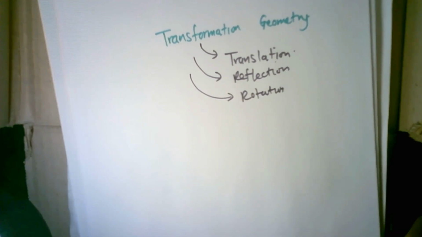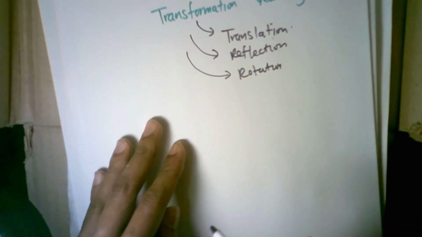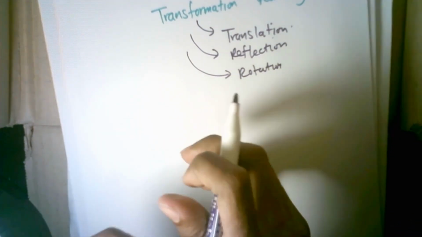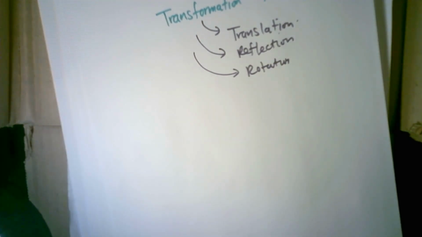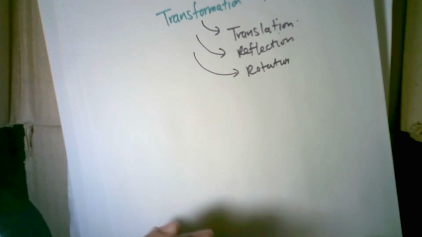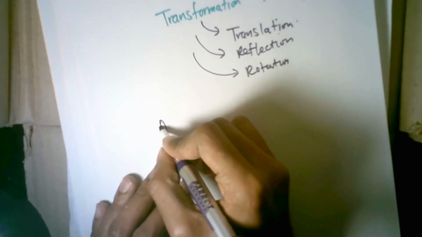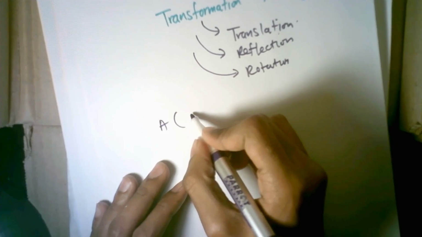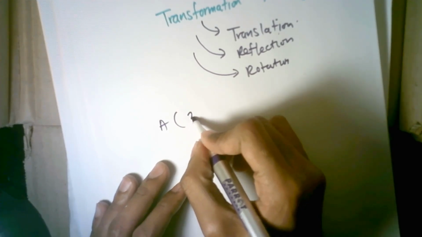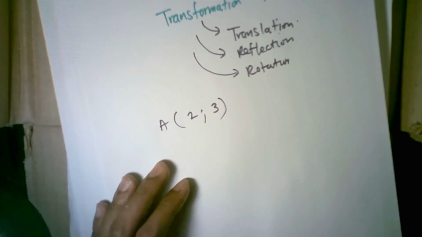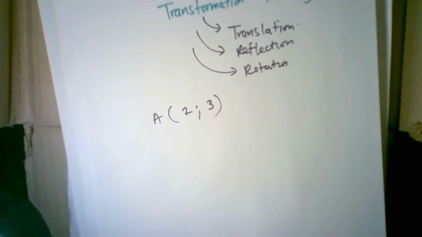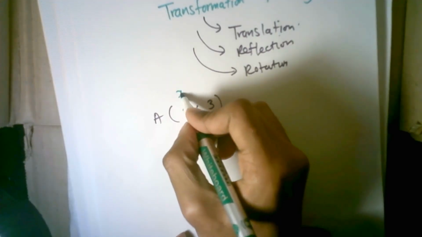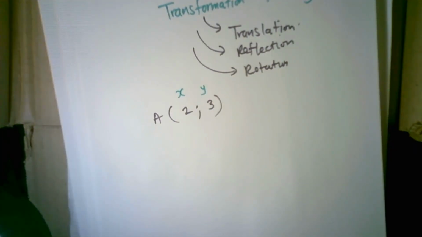Now, let's look at a translation. A translation is shifting a coordinate either vertically or horizontally. Let's take the coordinate A, let's say it's 2 and 3, something simple for now. Remember, a coordinate is always in the form of x, y. A coordinate is just a location, right? And we can plot this onto the Cartesian plane.